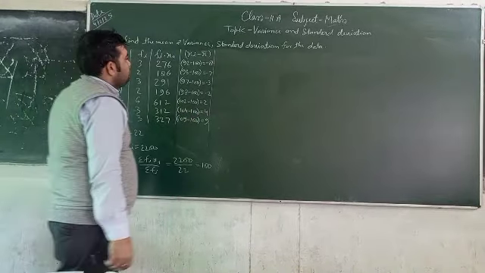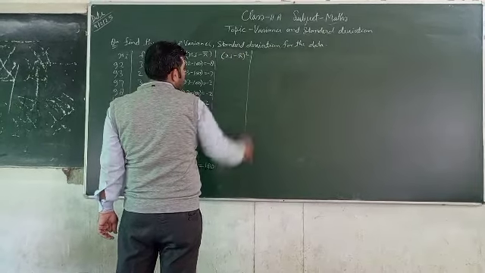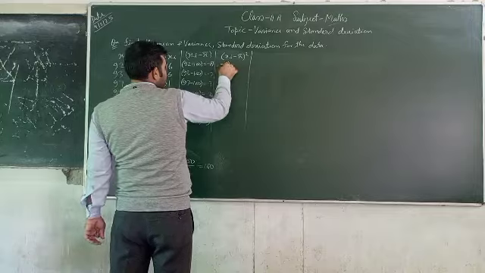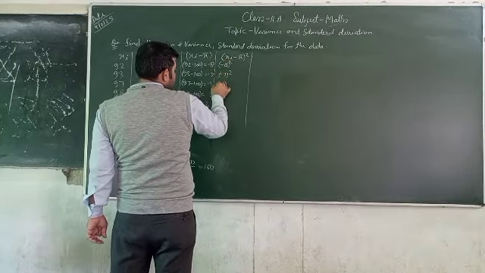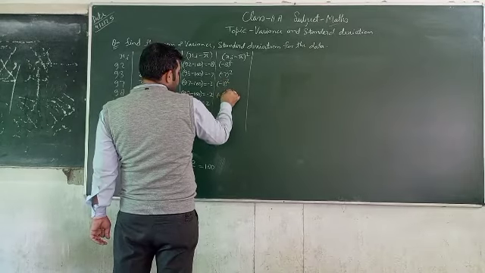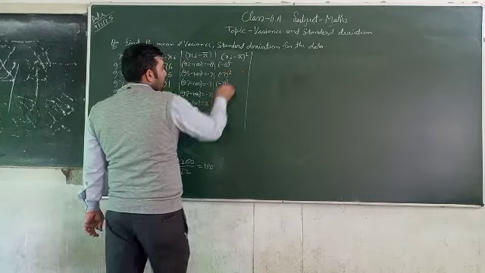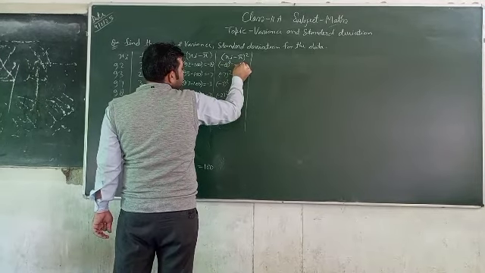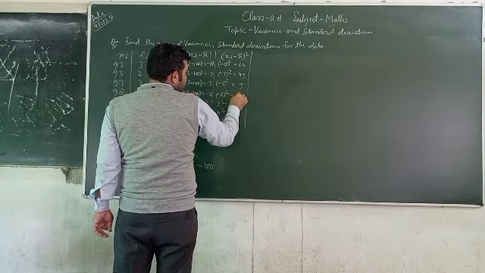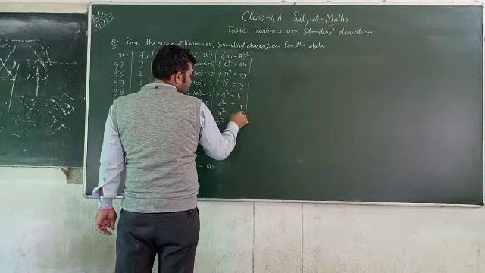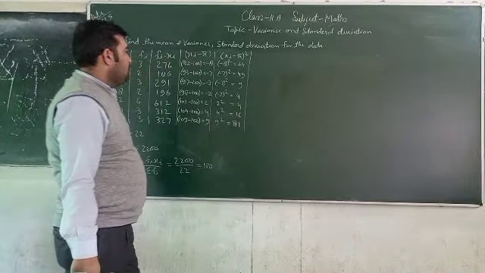Now the next column is xi minus mean square, and this is minus 8 square, minus 7 square, minus 3 square, minus 2 square, 2 square, 4 square, and 9 square. And minus 8 square is 64, 49, and this is 9, and this one is 4, this is 4, this is 16, and this is 81.